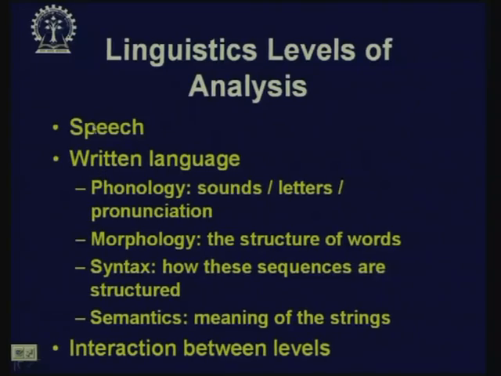And so, we could see that there are two levels, at the abstract level, speech and written language. But again, inside the written language there are phonological aspects, morphological aspects, syntactic aspects, and semantics aspect, and there is a continuous interaction among all these levels.